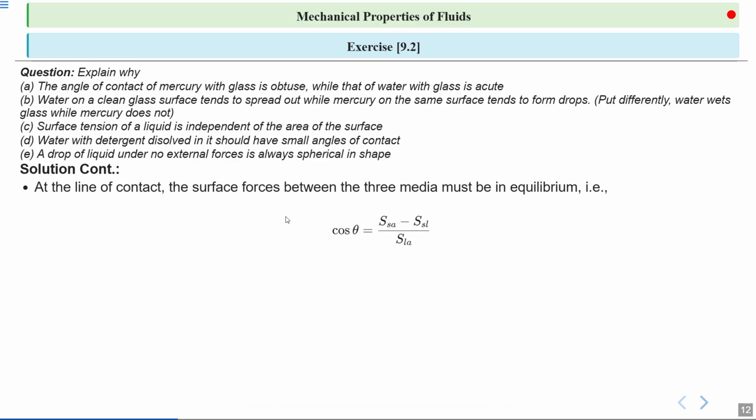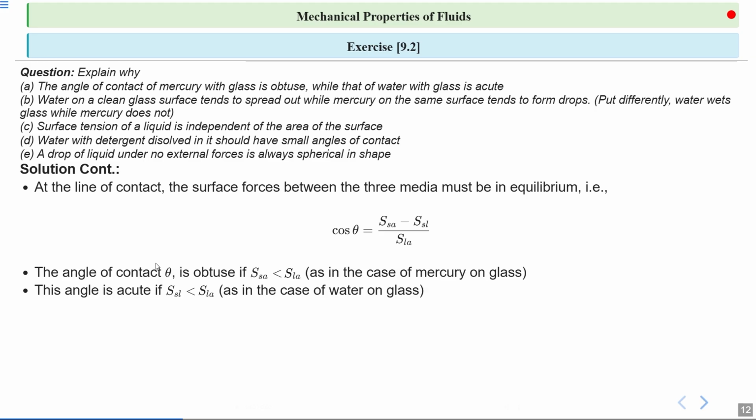So the formula is cos theta equal to S_SA minus S_SL divided by S_LA. The angle of contact theta is obtuse if S_SA is less than S_SL, as in the case of mercury on glass. And this angle is acute if S_SL is less than S_LA, as in the case of water on glass.